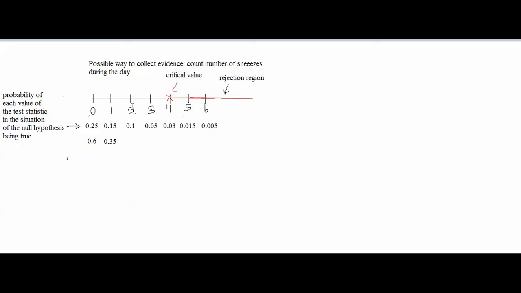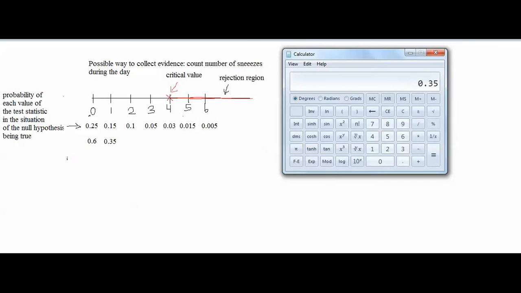Now let's do it for 2. What we're going to do now is add all 5 of these numbers starting at 2 and going above. So we're going to add the probabilities of all outcomes that are 2 or higher. So we're going to add this plus this plus this plus this plus this. It comes out to 0.2.